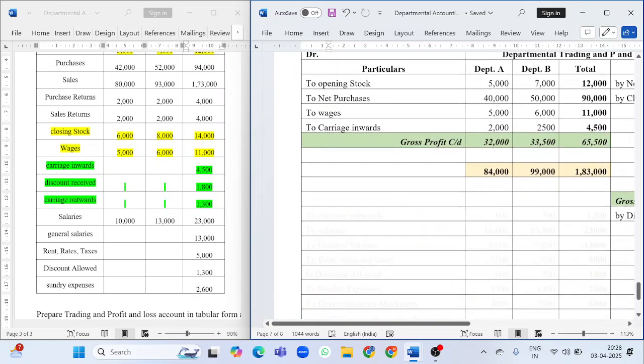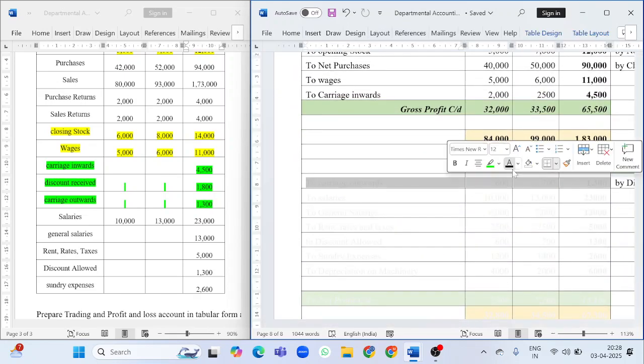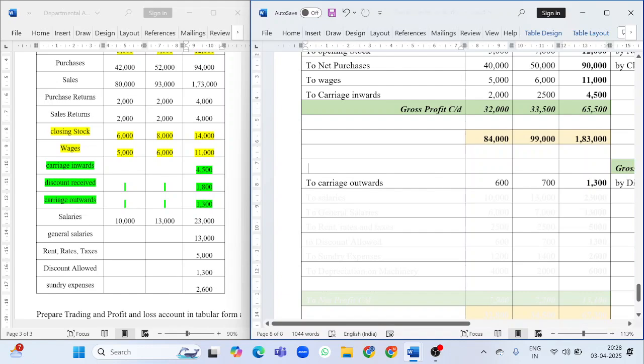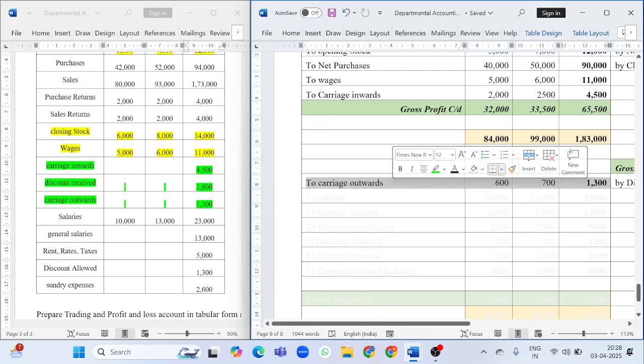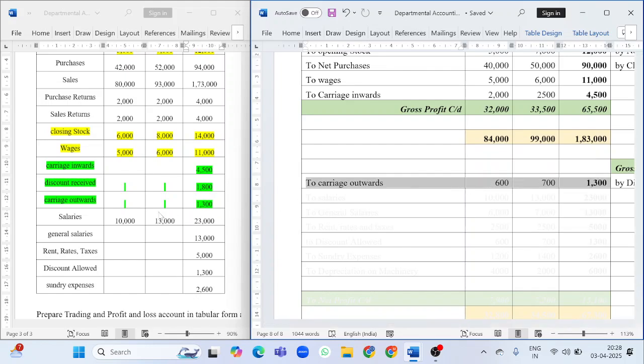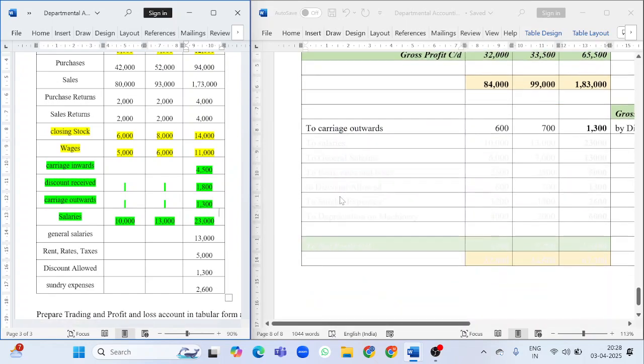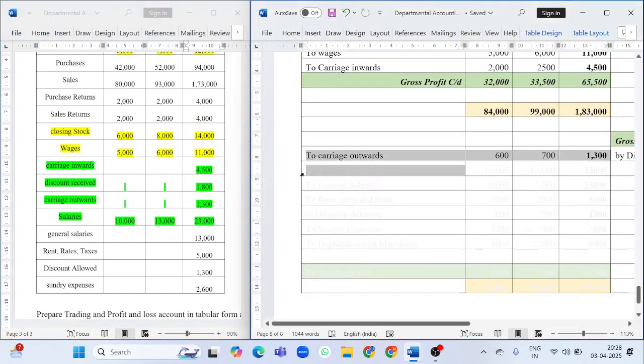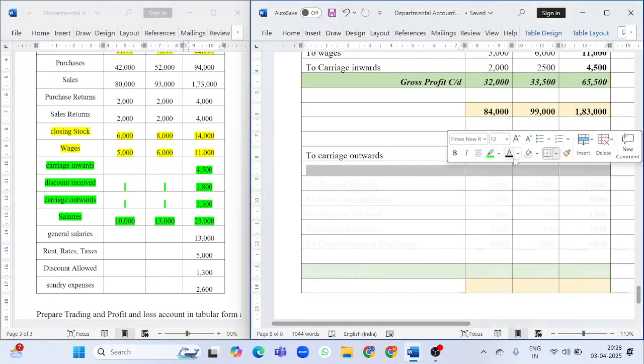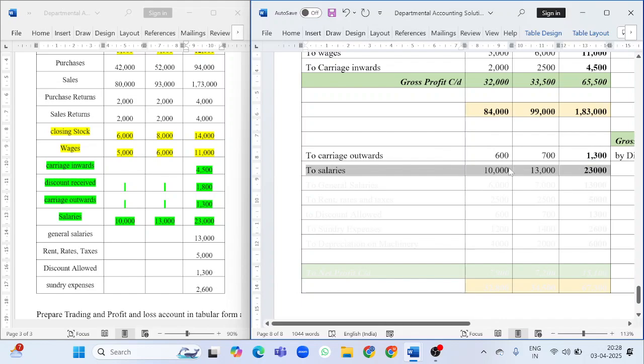That we will show in our P&L account. Carriage outwards 600 for Department A and 700 for Department B. Total will be 1,300 rupees. Next, salaries. They have only divided it, so we will be showing it in our P&L account. Salaries. Department A it is 10,000. Department B it is 13,000. The total of which is 23,000.